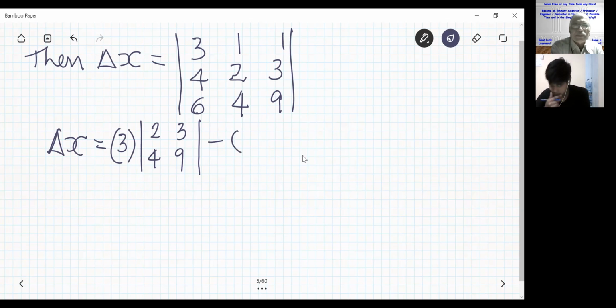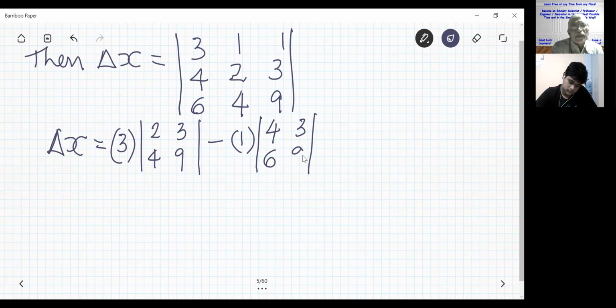Next, the minus you have to write, and write the minus 1 number in the first row, second column. Then ignore the first row and second column. Write the numbers 4, 6, 3, 9. Whatever they are looking like there, the same pattern you have to write. Do not change the pattern. Next will be 4, 6, 2, 4.